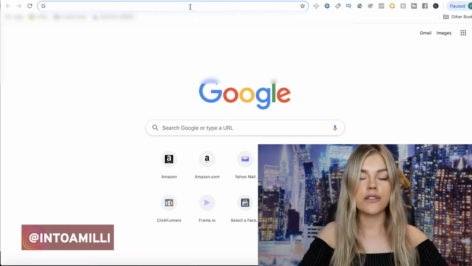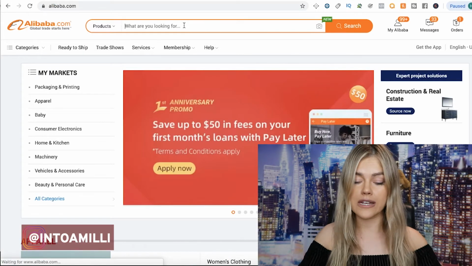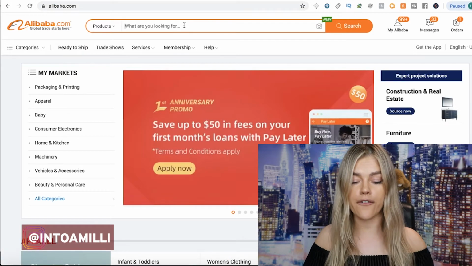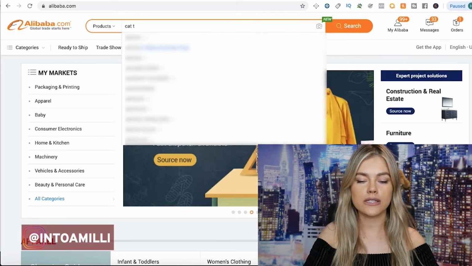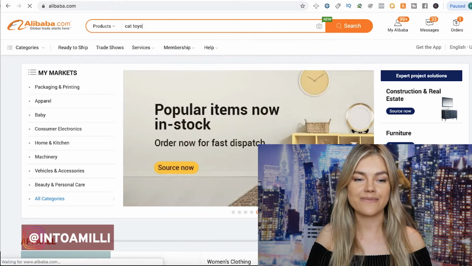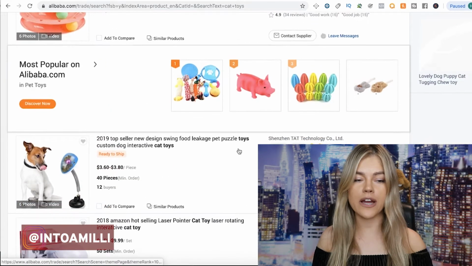Let's actually go into Alibaba so I can show you guys something. Let's search for something, cat treats, cat toys, I don't know. Let's search for cat toys. So here are all of the suppliers for cat toys.